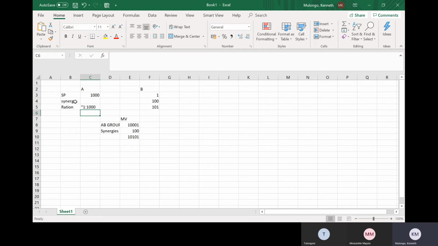right? How many shares does A have to give up? So if you do that calculation, the ratio gets adjusted. Take 1,000 divided by 101, and you see now the new ratio has changed. It's changed. I should actually put this here.